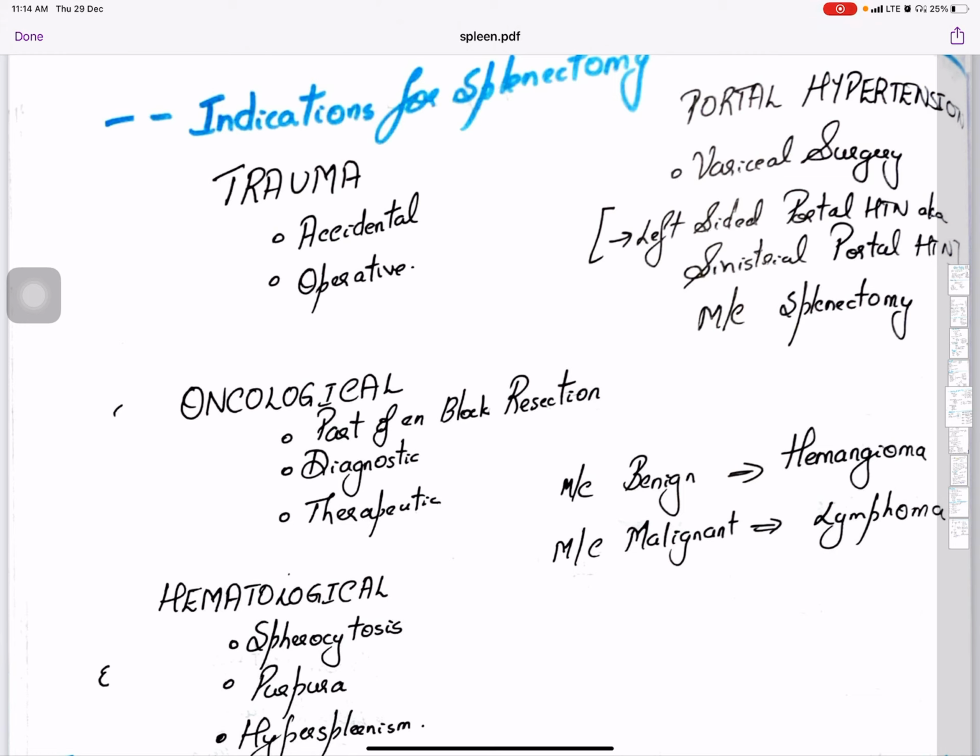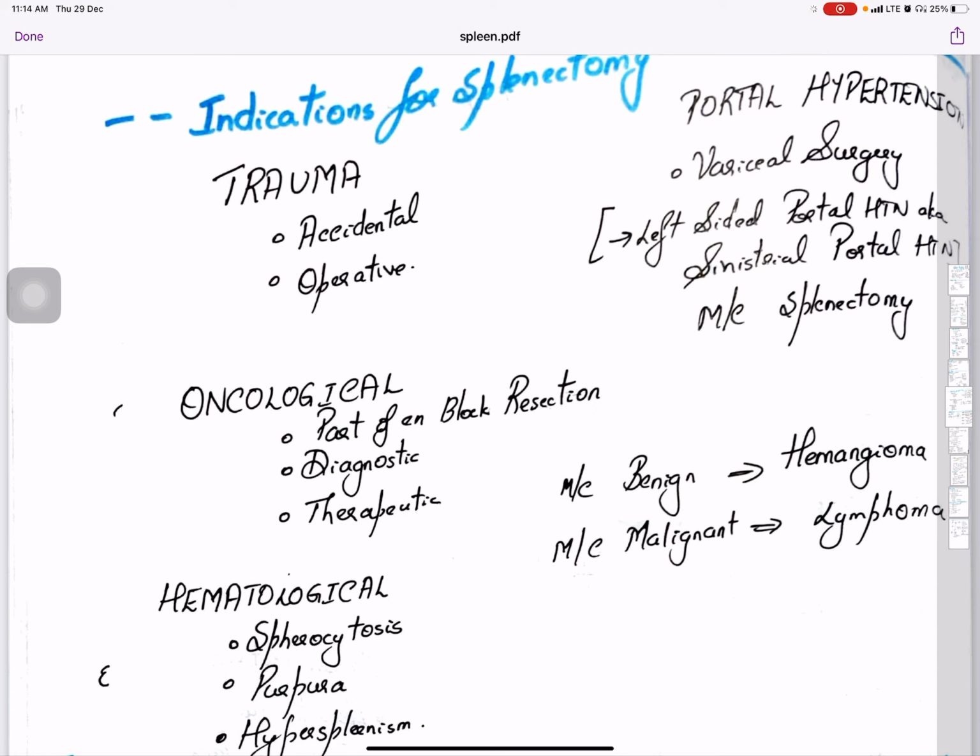Then trauma. In trauma we have stage 3, stage 4, stage 5, and stage 3 with unstable vitals. Then we have in cases of portal hypertension when there is esophagogastric varices. Fine. Then in cases of storage disorders. Then in cases of portal hypertension, in cases of hematological again, myeloproliferative diseases, then tropical, then infection.